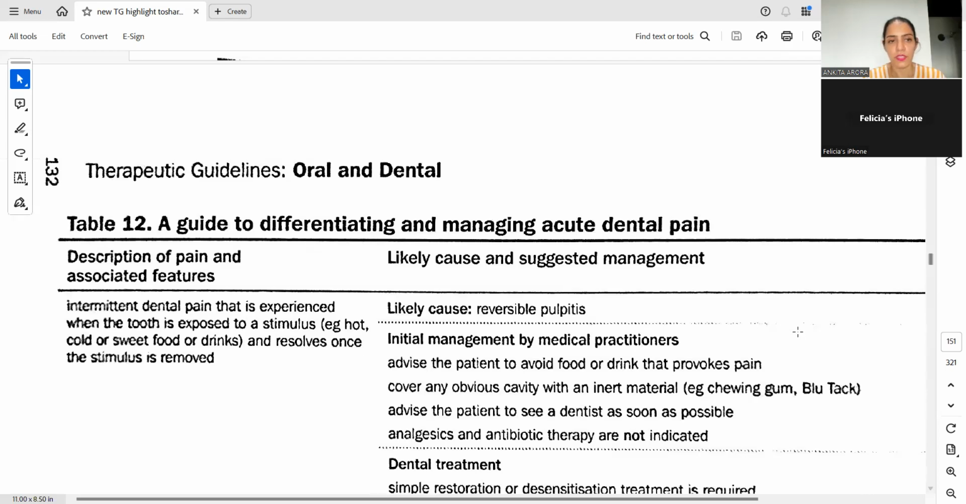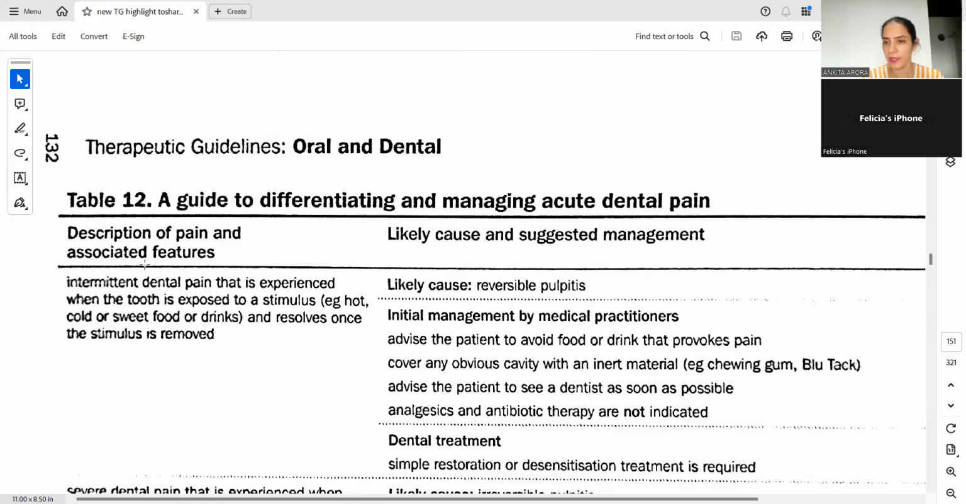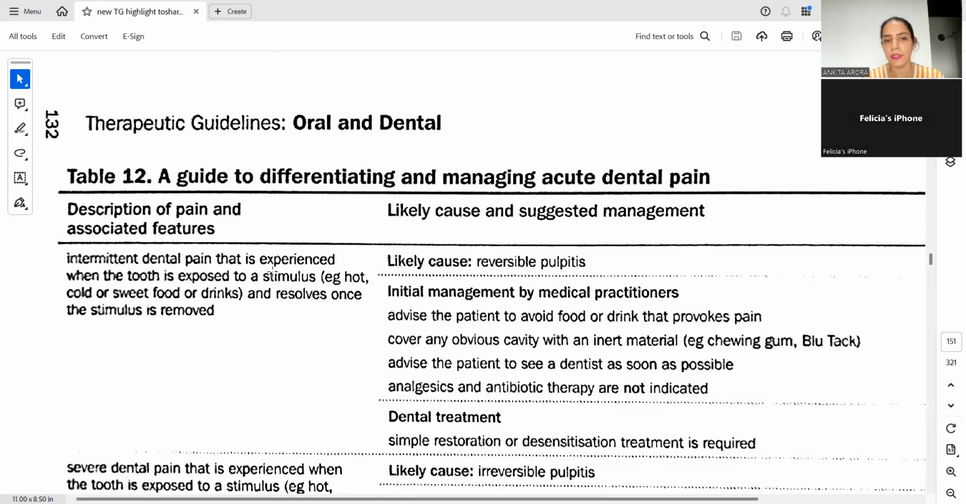So first is description of pain and associated features. Intermittent dental pain that is experienced when the tooth is exposed to a stimulus, for example hot, cold, or sweet food or drinks, and resolves once the stimulus is removed. So the pain happens on a stimulus and subsides once the stimulus is removed. It is intermittent in nature, so most likely it is reversible pulpitis, because it reverses back to health when the stimulus is not present. Initial management by medical practitioners.